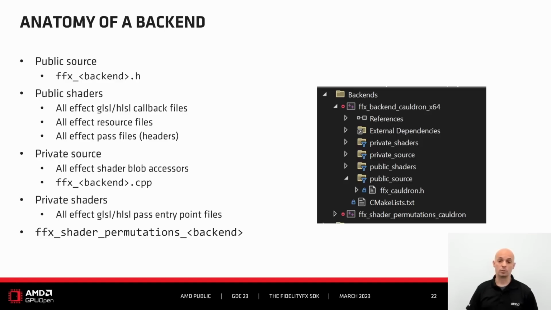Private source holds all shader blob accessors compiled with the pre-generated shader binary data that we export by the shader compiler tool, as well as the implementation details for the backend. Private shaders are all shader language specific entry points for all of our effect passes. Lastly, you'll find a shader permutations project that also gets generated alongside the backend. This is just a CMake project housing all of the rules we use to build all required shader permutations when building the backend.